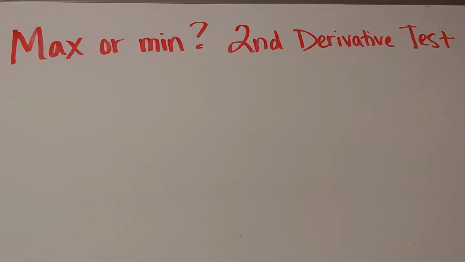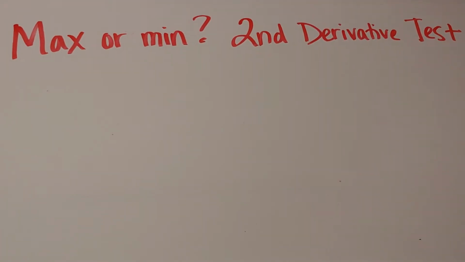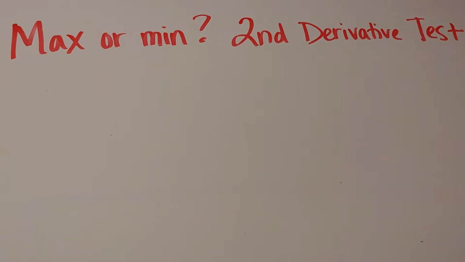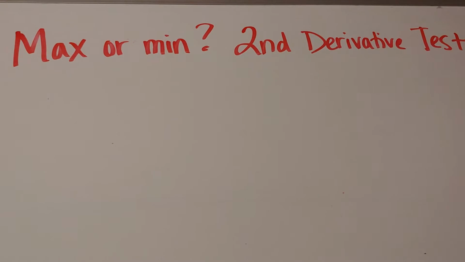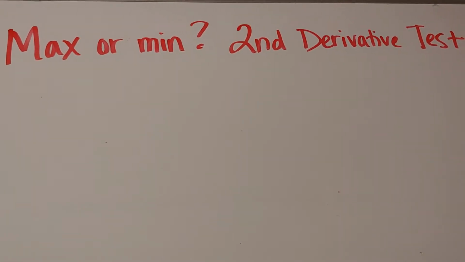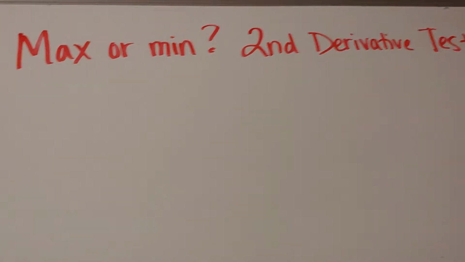Welcome back, and here's our next video on do we have a max or a min, and this is a different strategy called the second derivative test. What it basically uses is the idea that if you have a critical number, you can figure out if you have a max or a min depending on the type of concavity. So here's how it works.